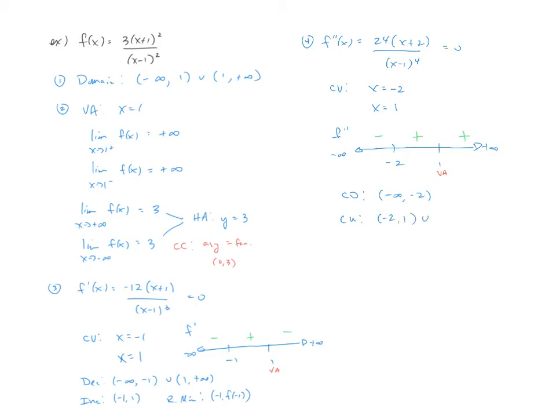Then we have to stop, right? Even though there's 2 pluses on either side, 1 is not on the graph. Union 1 to +infinity. That also tells us we have an inflection point at -2, f of -2.